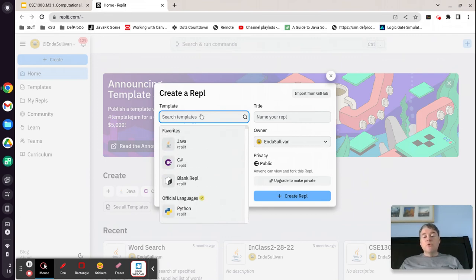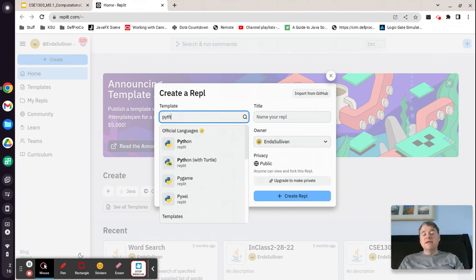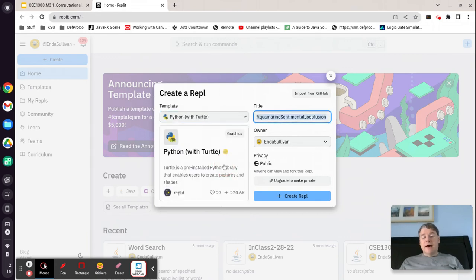So the particular thing we want is up in the search templates box, I'm going to type in Python, and I'm going to find the one that says Python with Turtle. And I'm going to click that, and you can see that it filled in Python with Turtle down here, and it says Turtle is a pre-installed Python library that enables users to create pictures and shapes. Perfect, that's what we want.